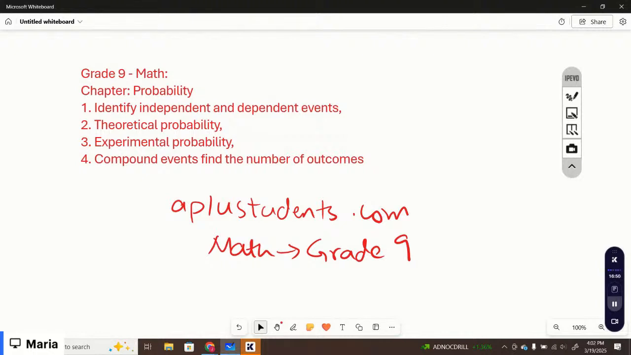The lessons we are going to cover today are identify independent and dependent events, theoretical probability, experimental probability, compound events, find the number of outcomes. So please make sure you have your notebook and pencil so that you can note down the important examples and definitions as well.